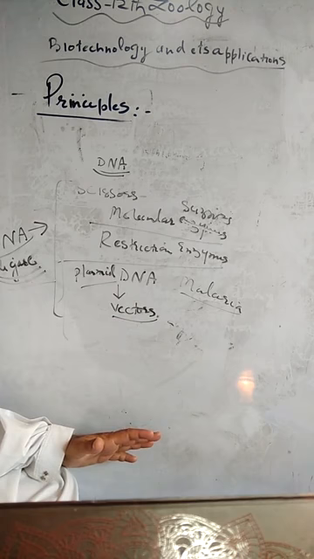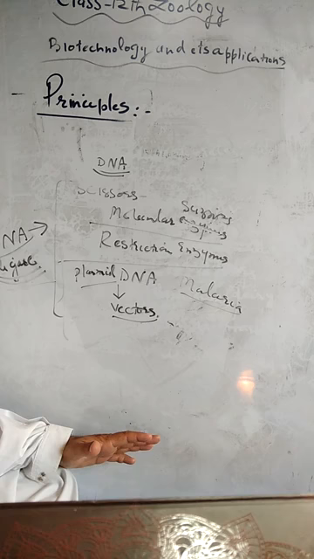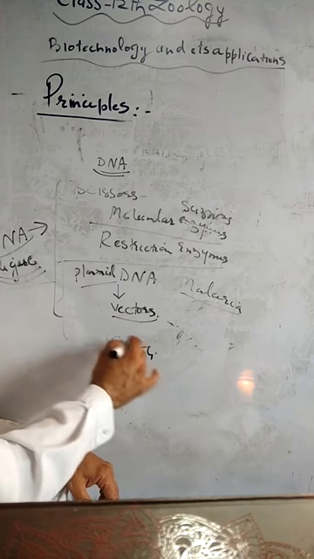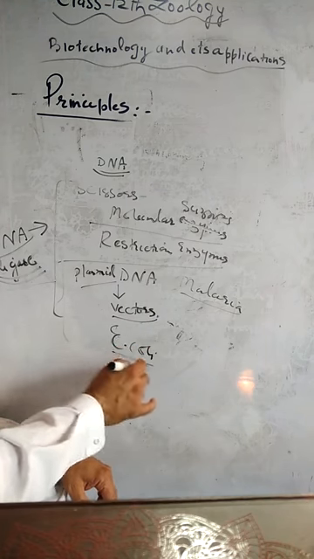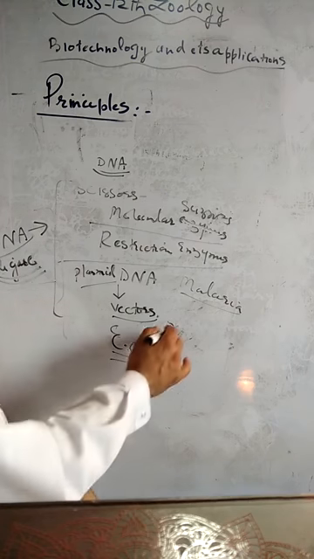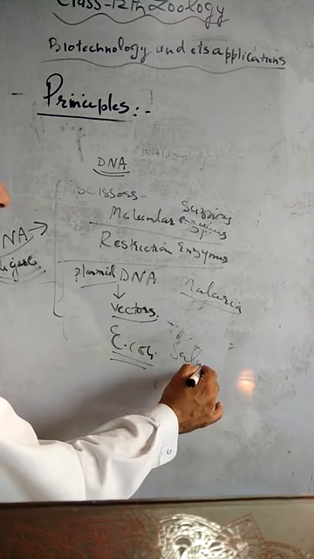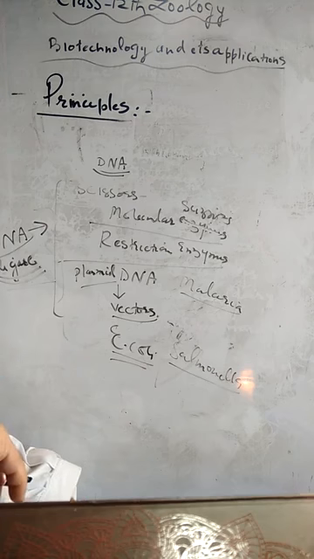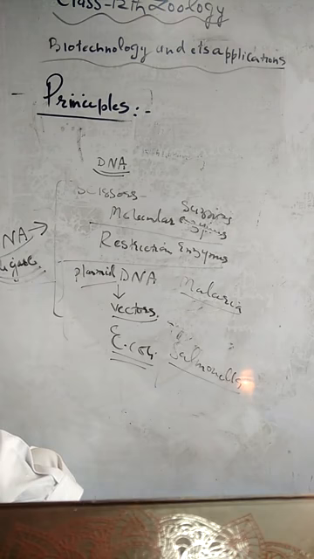When this DNA is transferred into Escherichia coli, E. coli bacteria, which are closely related to Salmonella, the bacterium responsible for causing typhoid, it could replicate using the new host's DNA polymerase enzyme.